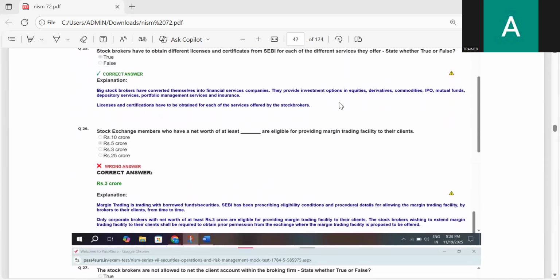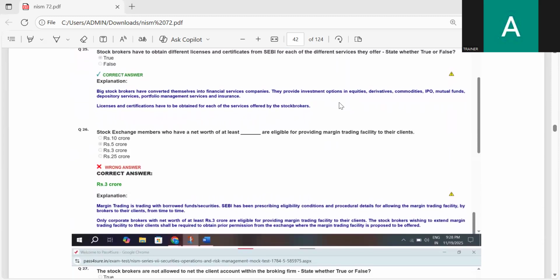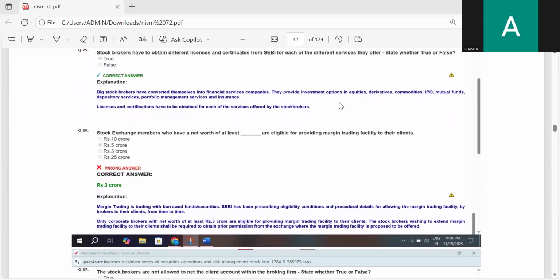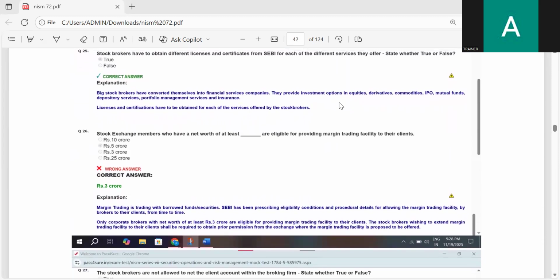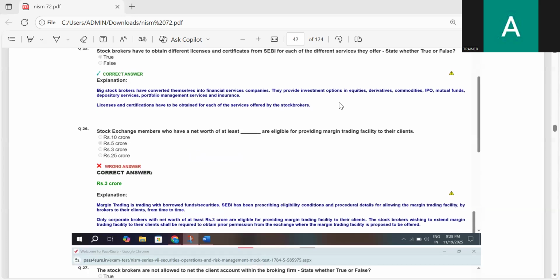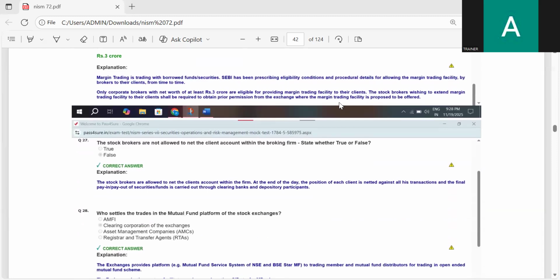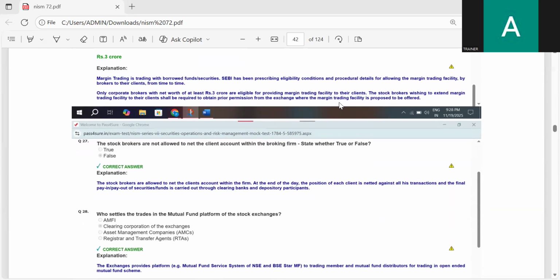Stock exchange members who have a net worth of at least rupees 3 crore are eligible for providing margin trading facility to the clients. The stockbrokers are allowed to net the client account within the brokering firm. State true or false. False.